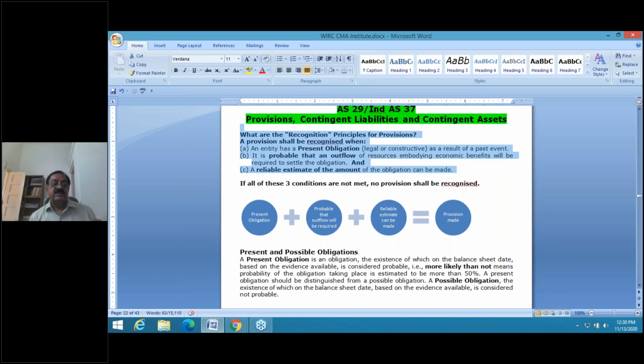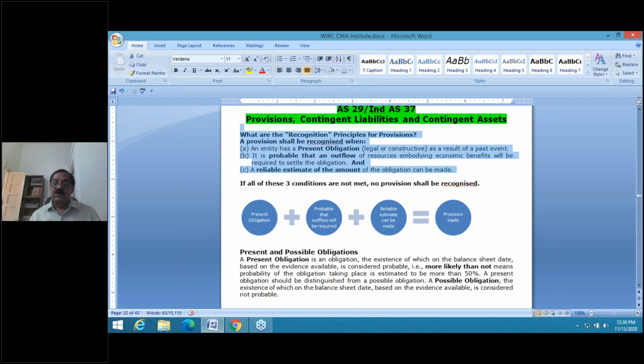So all these three conditions, see, I have shown in the diagram: present obligation, plus probable that an outflow will be required, plus a reliable estimate of cost can be made. Then only you have to make the provision. If any of the three is missing, you should not make the provision in the books. Now, friends, what is present obligation?